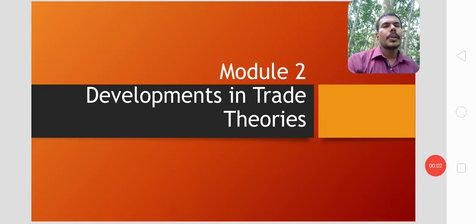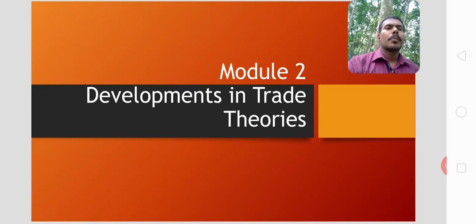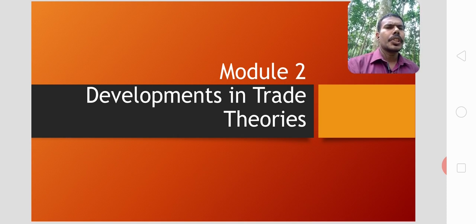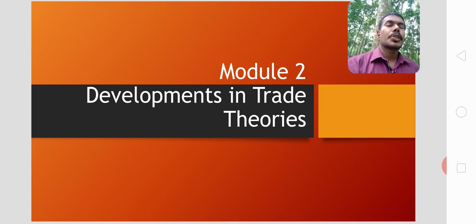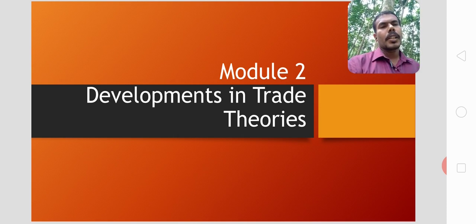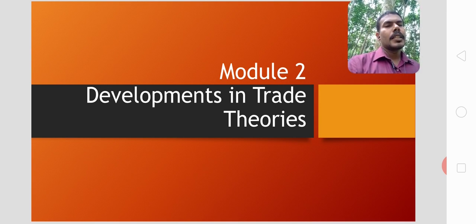Welcome to a new video in international trade, and we are moving on to the second module, which is developments in trade theories. We have already learned some trade theories at the UG level. We learned that there are classical trade theories and modern trade theories, and the classical theories are absolute advantage theory and comparative advantage theory. Comparative advantage theory is the most important classical theory of trade, followed by Heckscher-Ohlin theory. In this module we are going to look at the developments in trade theories after the classical theories of trade.